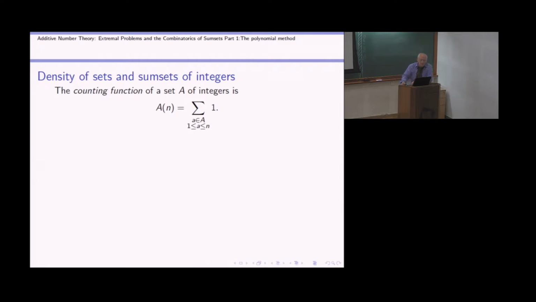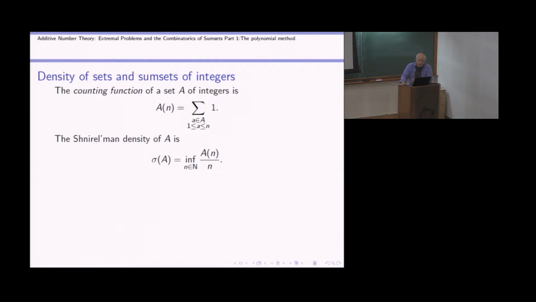So what about size? If you take a set of integers, what is called the counting function just counts the number of positive elements in the set. You don't count 0. And what is called the Schnirelmann density of the set, you take the counting function A(n) over n and you take the inf, not the lim inf, but the inf.